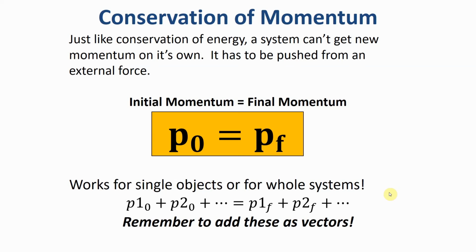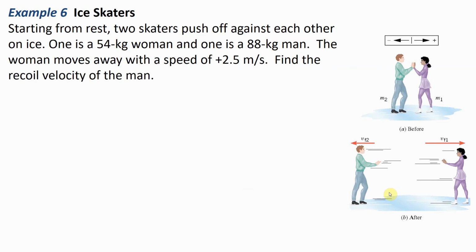So one simple example to get us going. Here I've got two ice skaters. We've got the person in purple and the man in the green shirt. I'm noticing a decided lack of sequins from what I normally see in figure skating. But anyway, they start at rest. They push off against each other.